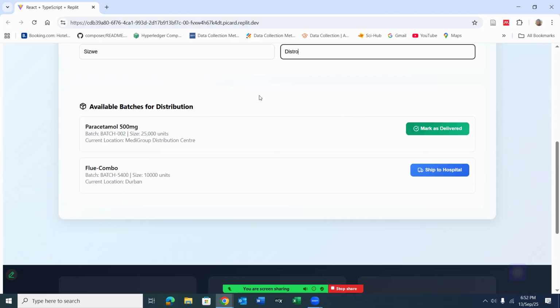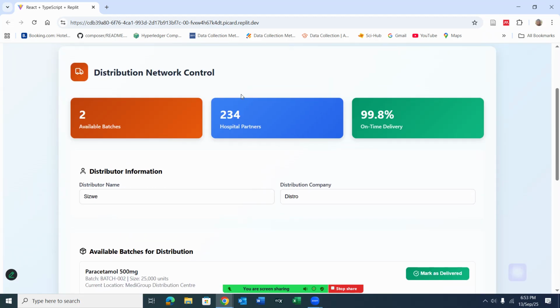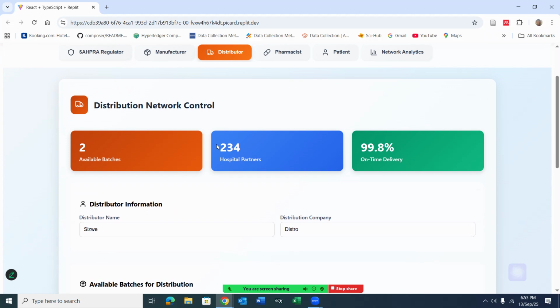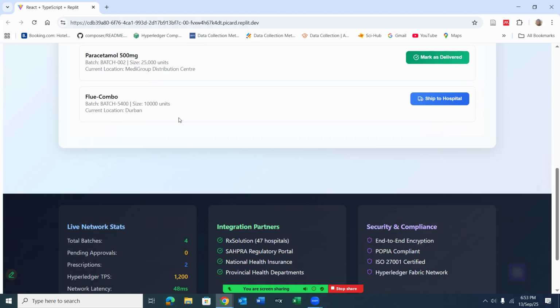So now once they have logged in there, you can see now that they can interact with the system, right? So this one is marked as delivered because it was delivered previously. So this is the company that is registered and it is well known in the pharmaceutical ecosystem.